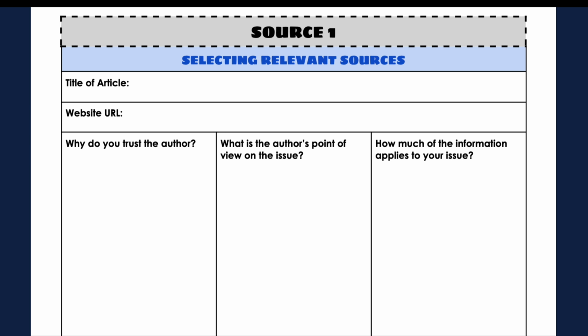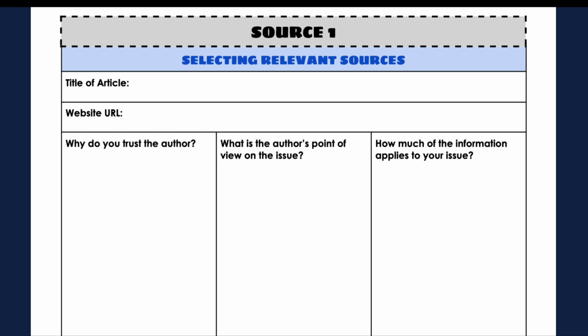So if you're thinking about something environmental, then perhaps National Geographic would be a fantastic source to look at. But Wikipedia, probably not. So you want to try to find sources that are related maybe to the location that you've chosen or that are experts in the field that you've chosen your issue in. So that first question is, why do you trust the author? So try to find authors that would be reliable and trustworthy specifically for the issue that you've chosen.